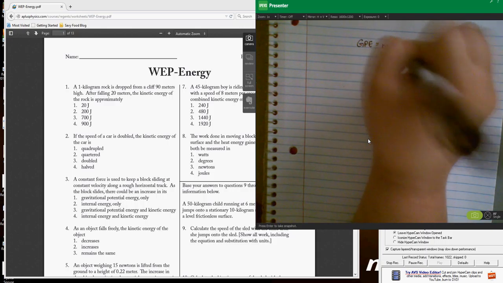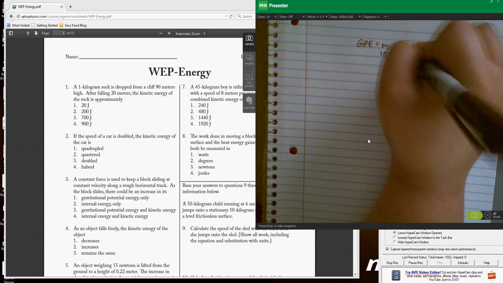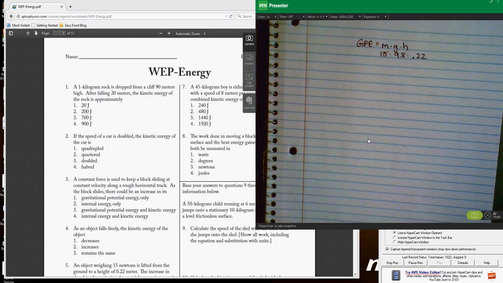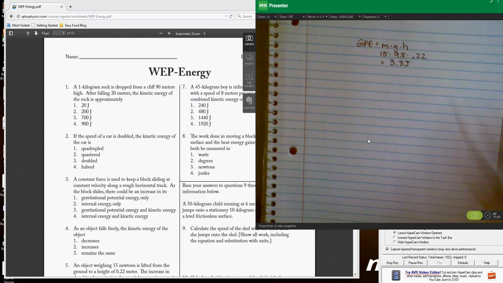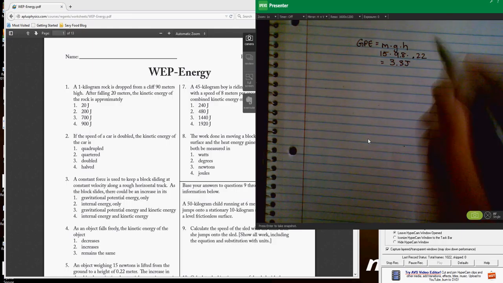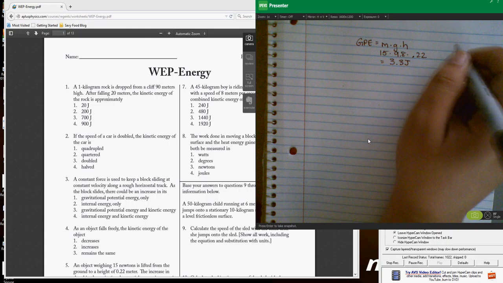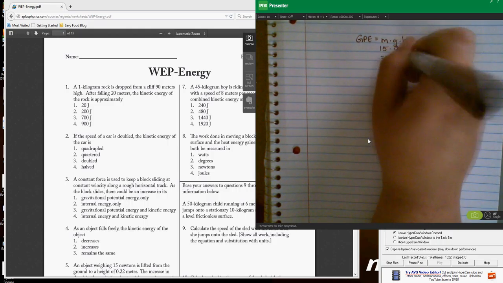Gravity is 9.8. And our height is 0.22. And that should give you 3.3 joules. Oh, I'm sorry. For this one, you're not putting 9.8.